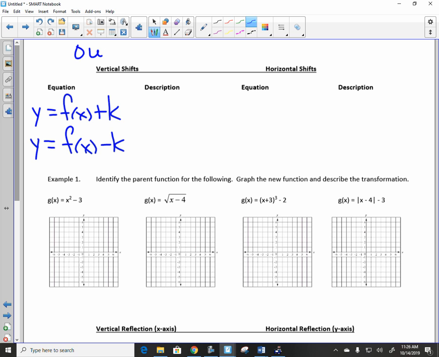And this is the most important thing that you can learn from chapter 2, is that when something happens to the outside, it affects it vertically. That will save you points on the test. When something happens outside, it affects it vertically. This goes up k units. This goes down k units.